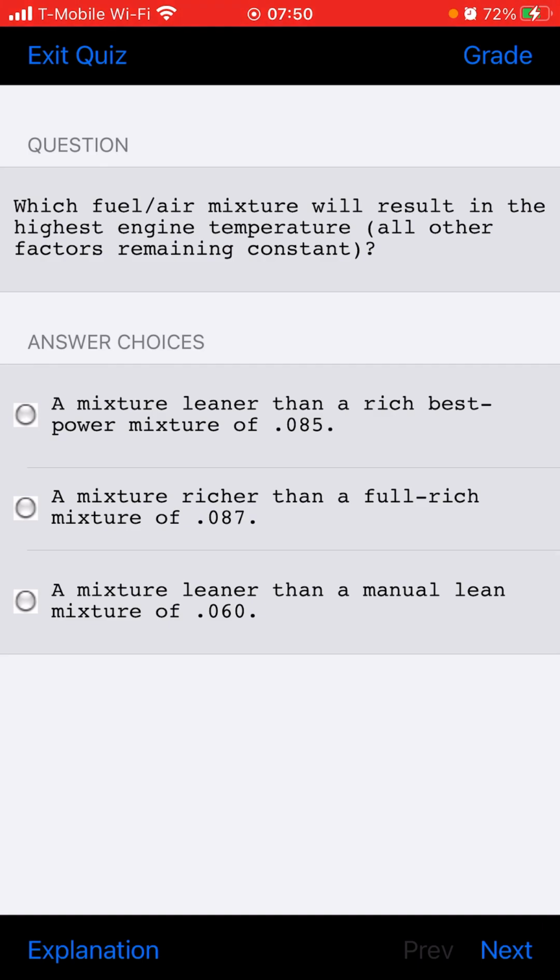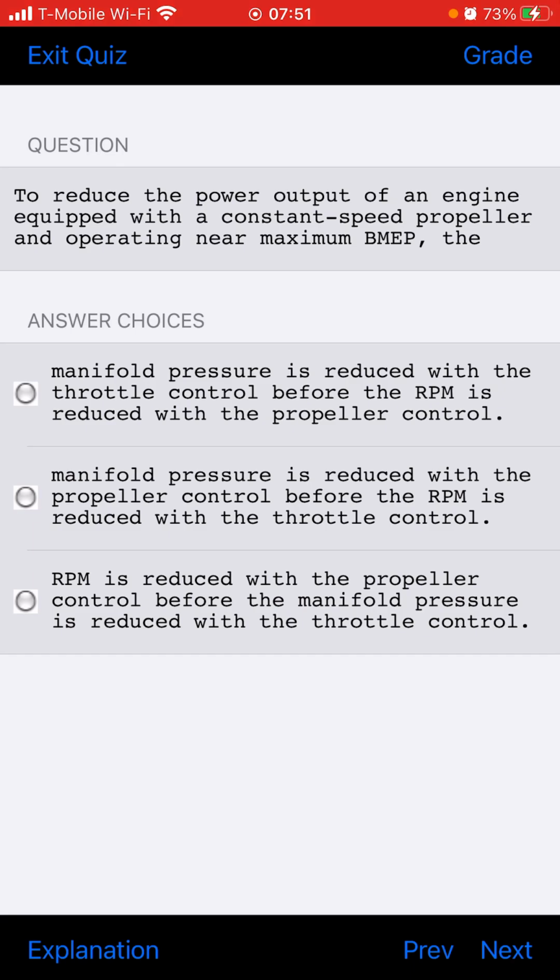What type of connecting rods are commonly found in radial engines? Master and articulated rod assemblies.